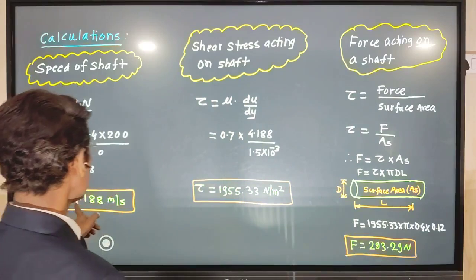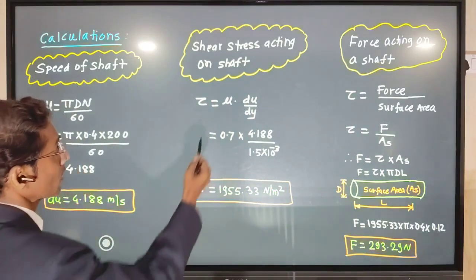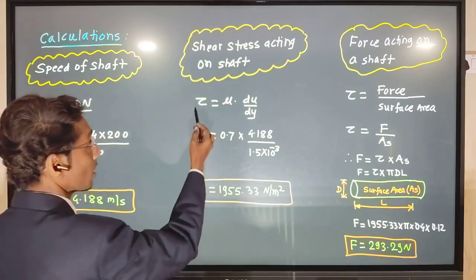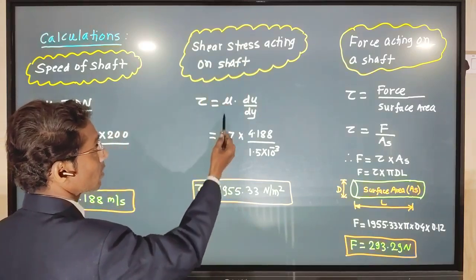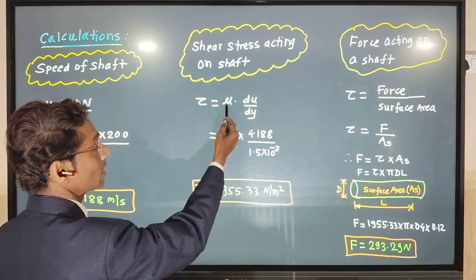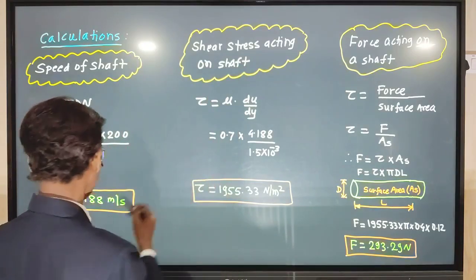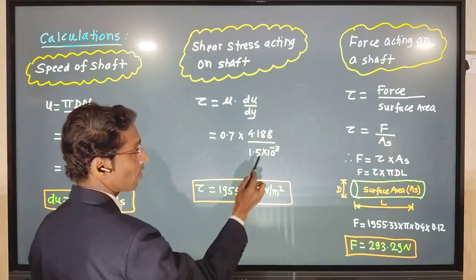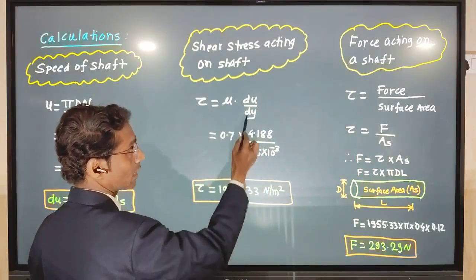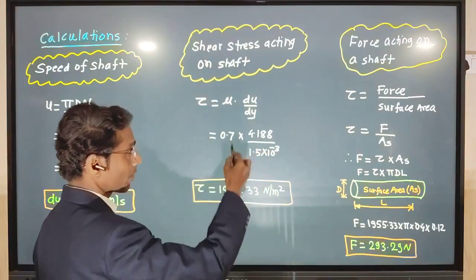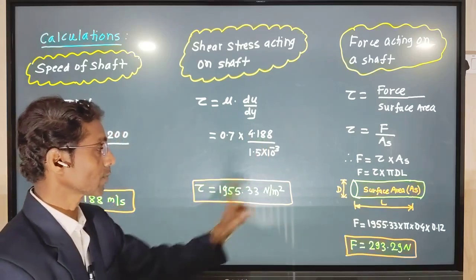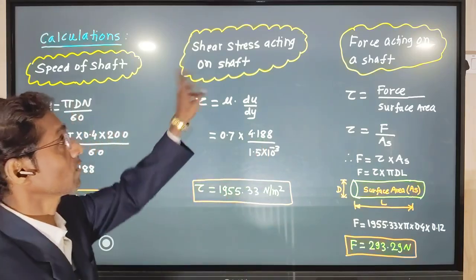Then we use this value to calculate the shear stress acting on the shaft. We put in the given dynamic viscosity, the calculated value of du, and the oil thickness dy in meter. After the calculation, we find the shear stress in Newton per meter square acting on the shaft.